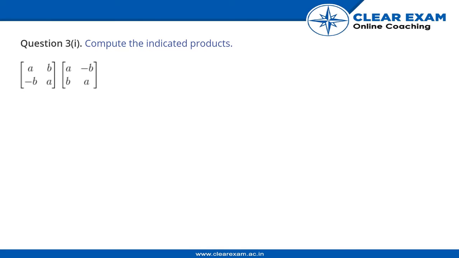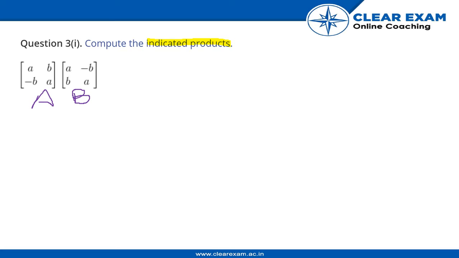Hello guys, welcome back for another question from the topic matrices, and let's see what we have to do in this question. We have to find the product of two matrices, and the two matrices that we are given are A and B, and we have to multiply both the matrices.